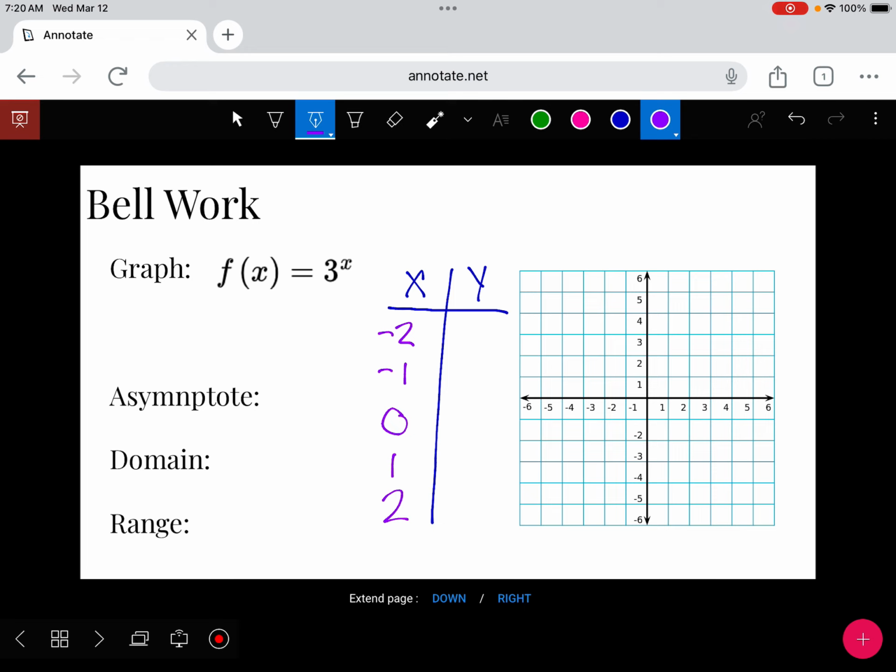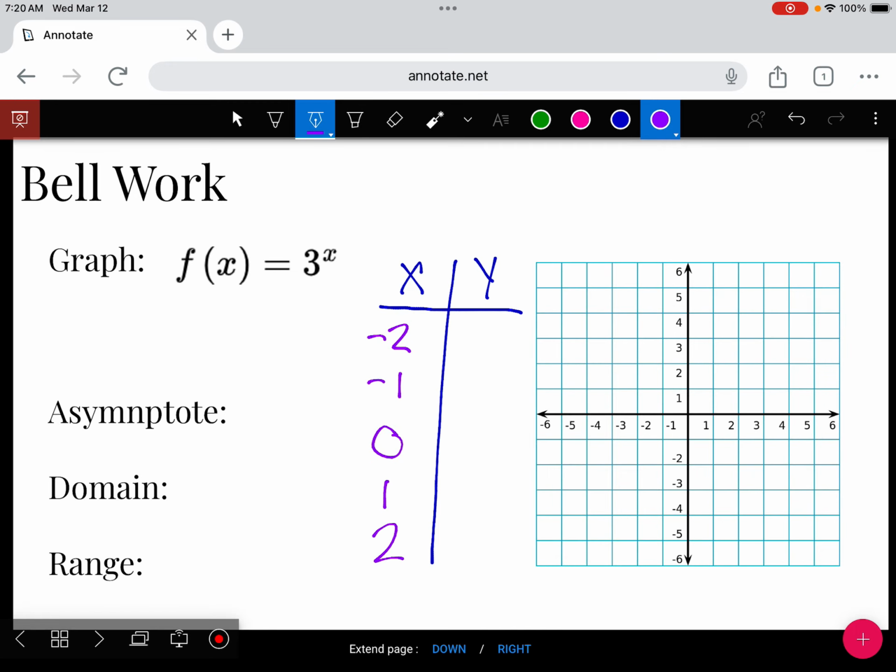Do we have to pick those values? No. Are they the easiest options we've got? Yes. Those 5 are the easiest ones. I recommend sticking with them. If you want to go out further, you totally can. More power to you.